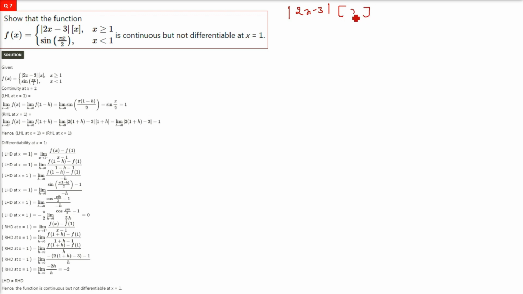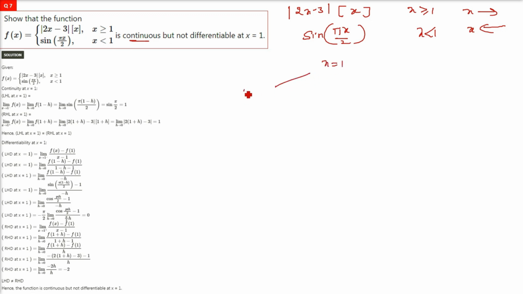The greatest integer function of x applies when x is greater than or equal to 1. When you go up from 1, it is going to be this function. When you are below 1, then which function are you going to use? You are going to use this sine pi x by 2. So the question is asking you to find out that this is continuous but not differentiable at x equals 1.